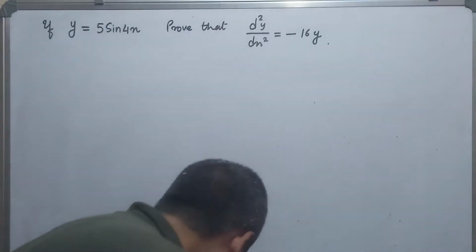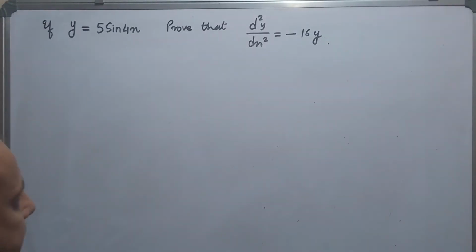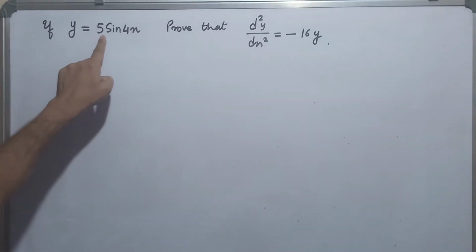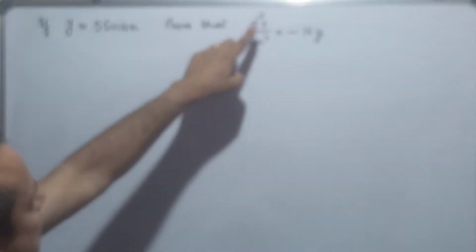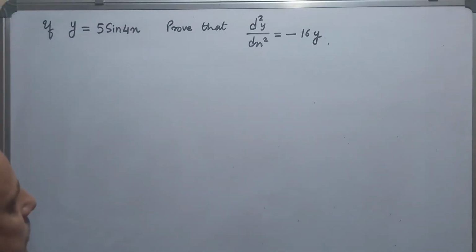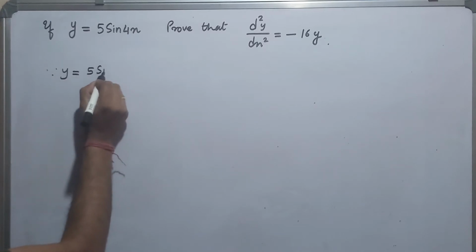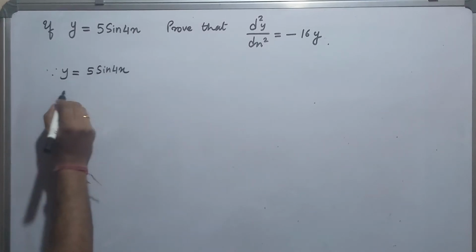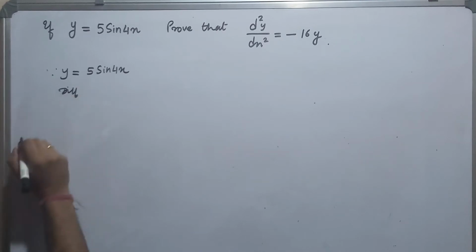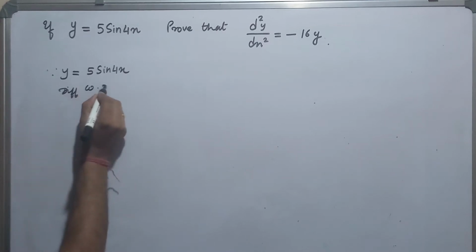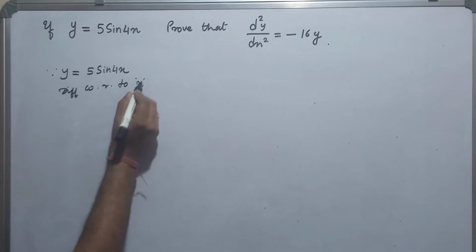Now, class 12 students, today I'll continue with second order derivative, the proving sections. The concept we did in the first video of second order derivative. Now the question given: if y is equal to 5 sine 4x, prove that d2y by dx square is equal to minus 16y. Since y is equal to 5 into sine 4x, first of all you have to calculate the first order derivative, differentiating with respect to x.